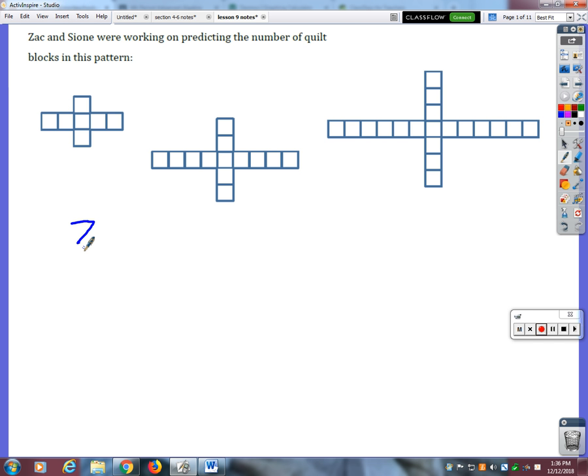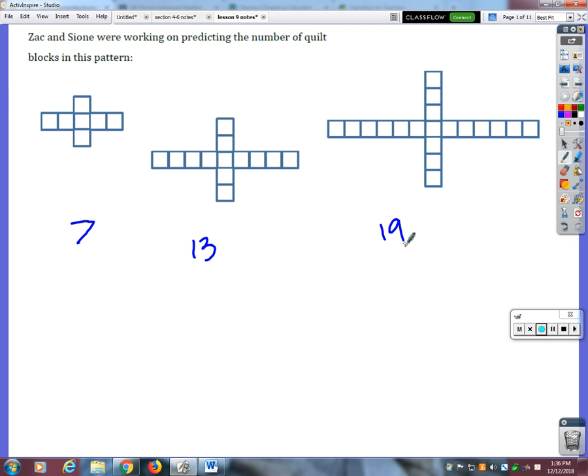Is it? Do I trust you? 1, 2, 3, 4, 5, 6, 7, 8, 9, 10, 11, 12, 13. Okay. How many quilt blocks are in the third pattern? Is it? 1, 2, 3, 4, 5, 6, 7, 8, 9, 10, 11, 12, 13, 17, 18, 19. Awesome. So you guys already know what's up, right?